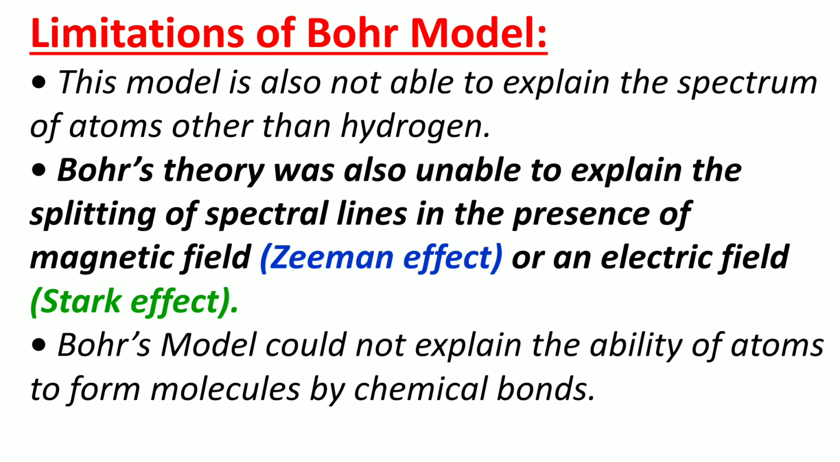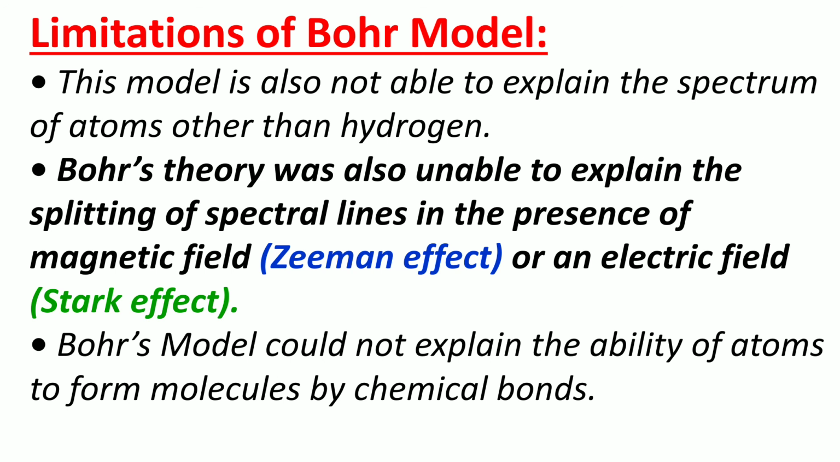Now, what are the limitations of Bohr's model? There are 3 main limitations. This model is not able to explain the spectrum of atoms other than hydrogen. So this model is only applicable for the hydrogen atom, and if you use another element, this model fails to explain its spectrum.